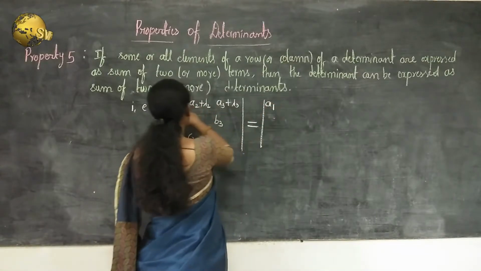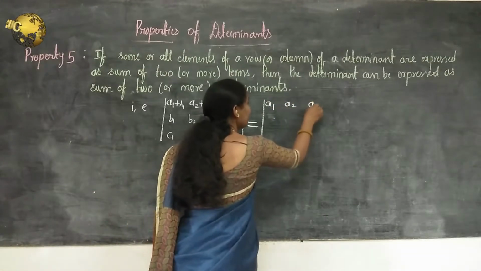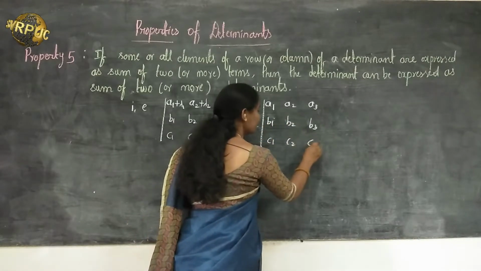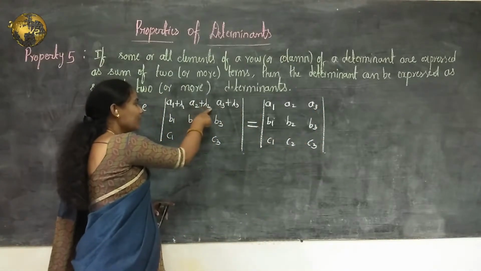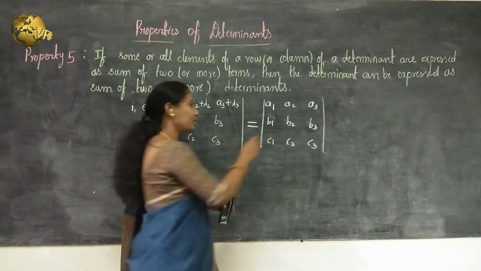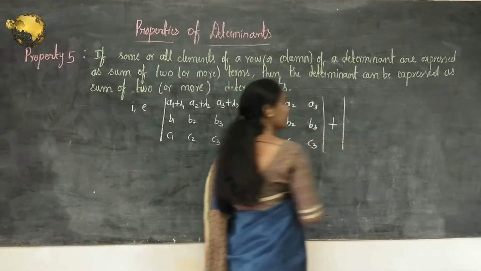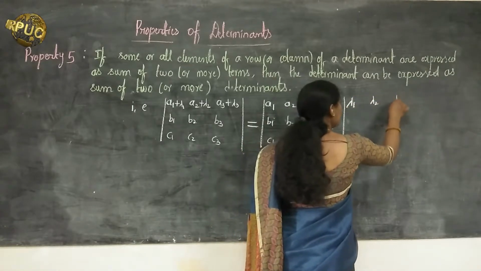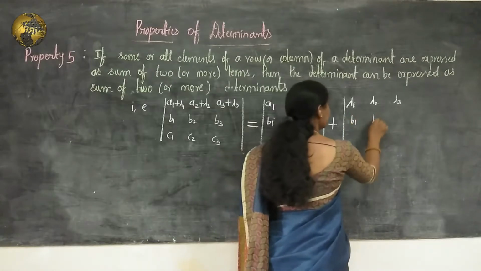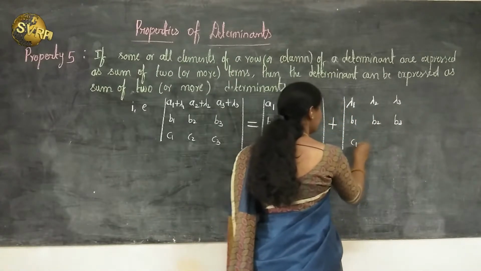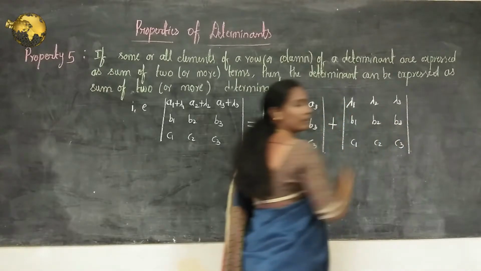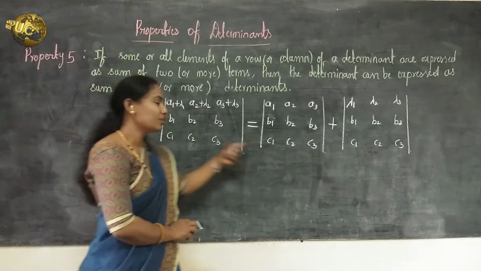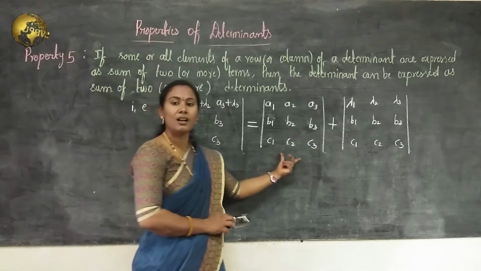That means here A1, A2, A3, B1, B2, B3, C1, C2, C3, and here lambda 1, lambda 2, lambda 3 plus lambda 1 plus lambda 2 plus lambda 3. So I'll take that delta 1: lambda 1, lambda 2, lambda 3, B1, B2, B3, C1, C2, C3. According to property number 5, I have to show this.